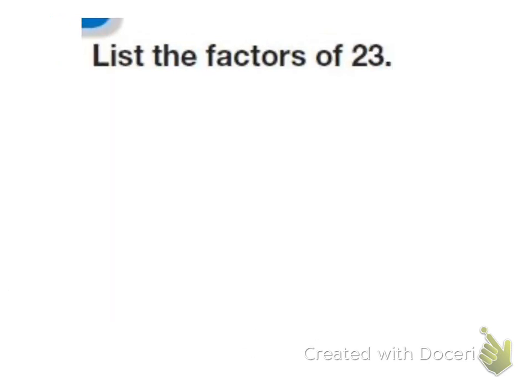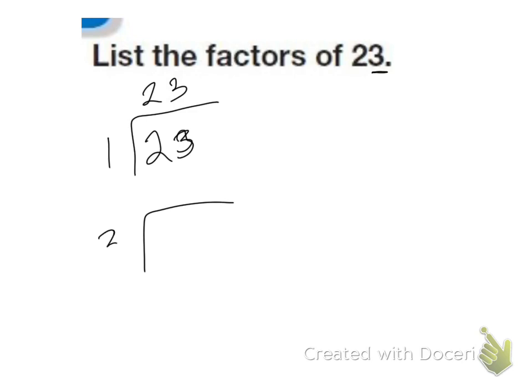List the factors of 23. So if we try to divide 23 by any number, I know I can't divide it by 2, because 2 can only divide even numbers. So I know I can divide it by 1, and that's 23. We can try 3. 3 goes into 23 7 times, so that's 21. So I'll have a remainder, so it's not 3.